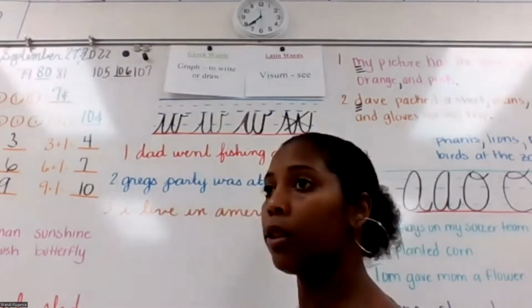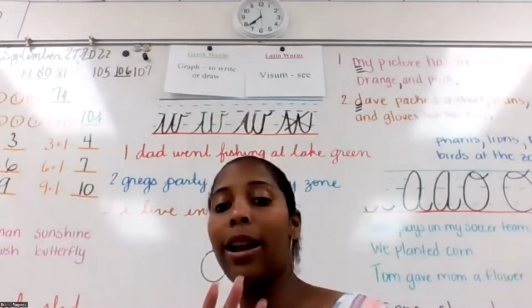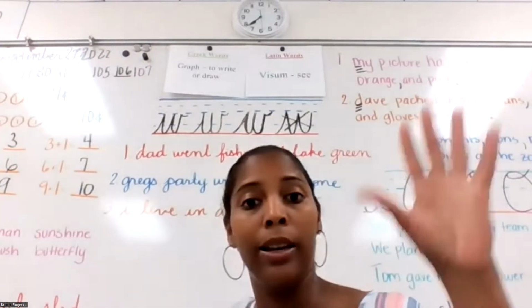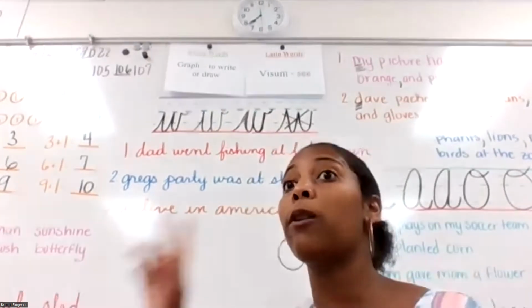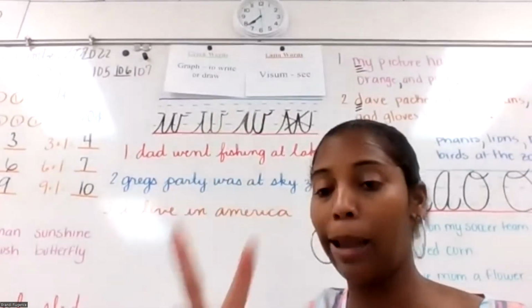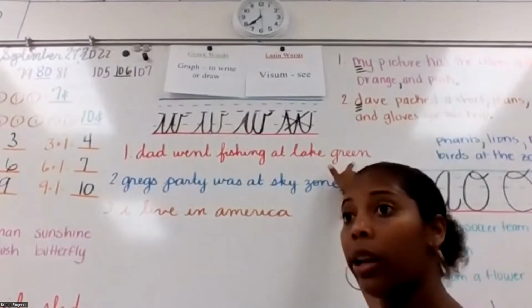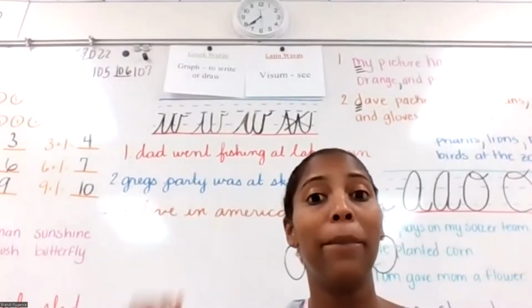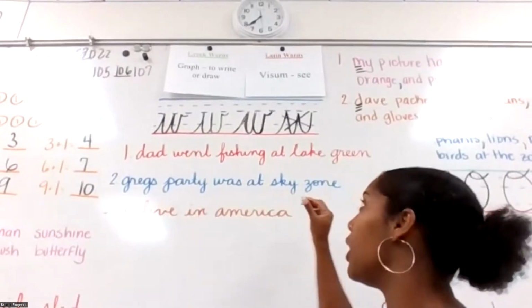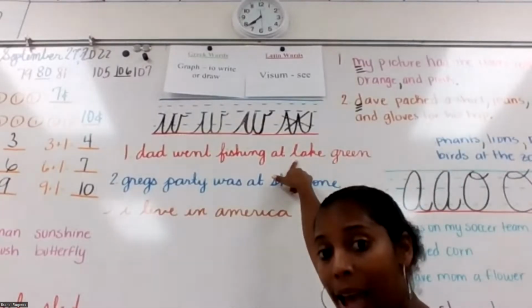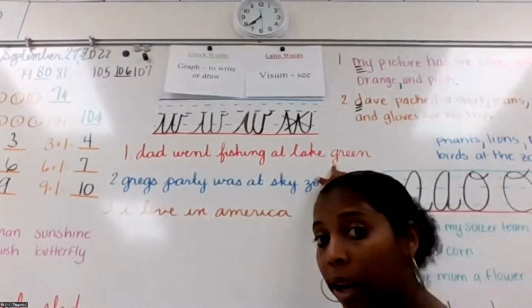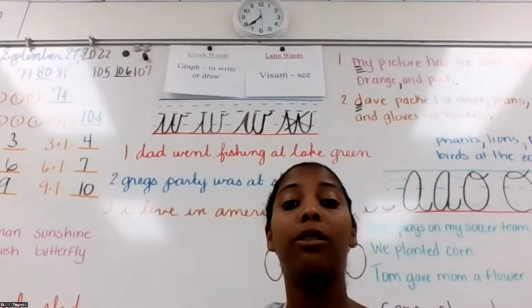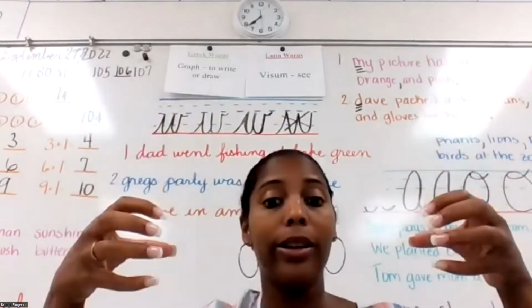Lake Green. Now, this proper noun of a place is broken into two words, okay? It's Lake and Green. They are both considered a proper noun. So that means when you write both of them, you capitalize both the L and the G. Sometimes proper nouns are broken into two separate words.